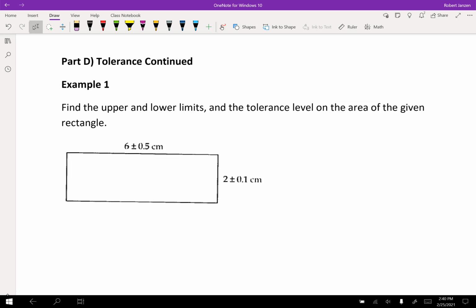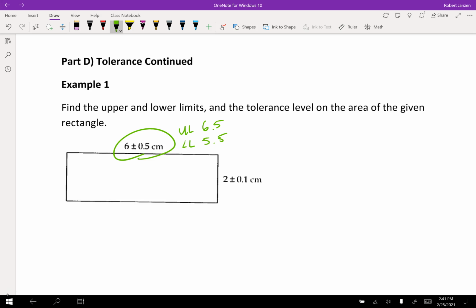Okay, we're going to continue with tolerance. Look at a question that's a little bit more involved. It says find the upper and lower limits and the tolerance level on the area of a given rectangle. If we were just given this measurement, you know that the upper limit would be 6.5 and the lower limit would be 5.5.